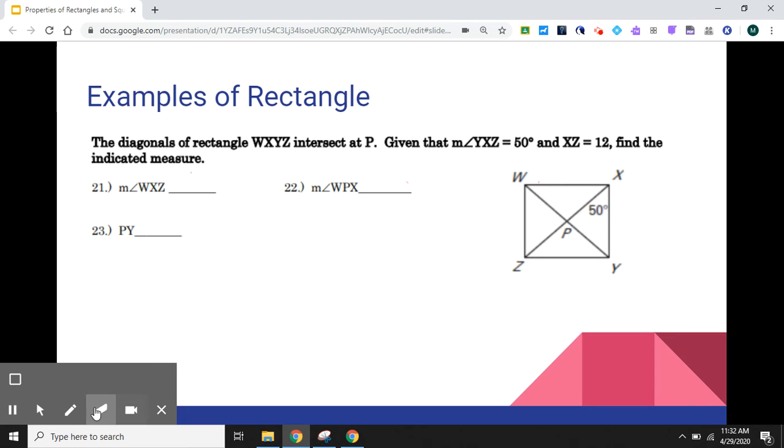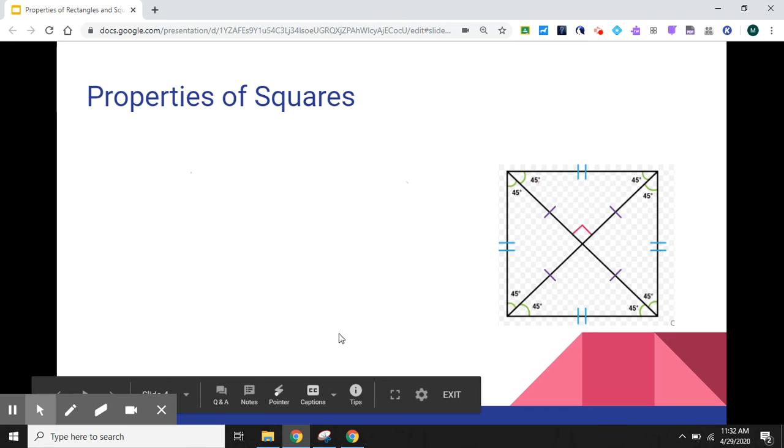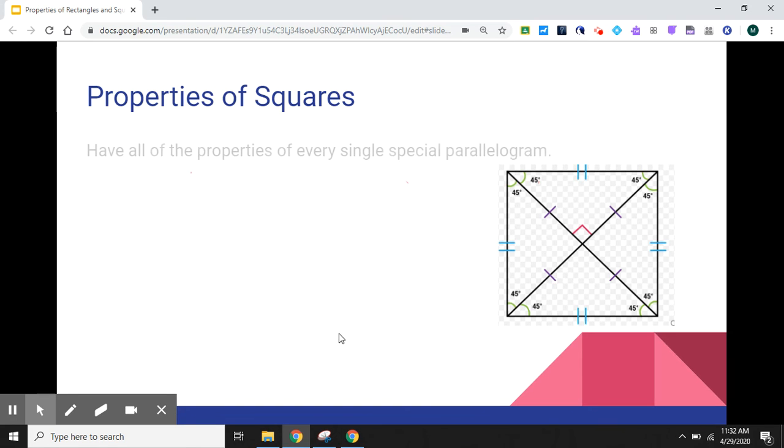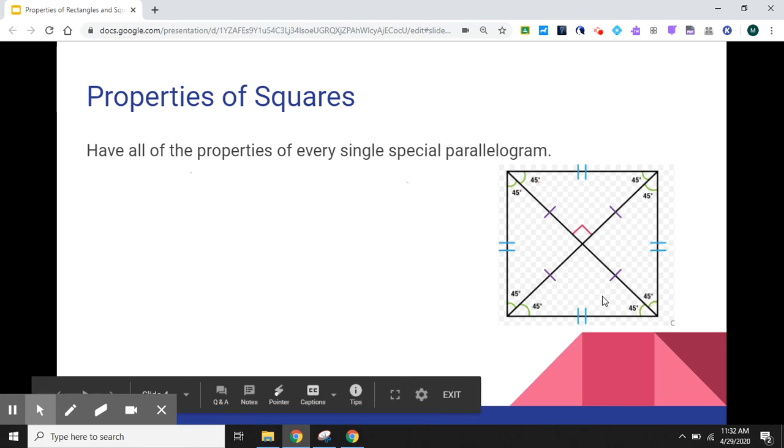Okay, next up, we're going to be moving on to squares. Okay, so properties of squares are very cool. They have all the properties of every single parallelogram, every single one. So your opposite sides are equal, your opposite sides are parallel, all the sides are equal. Your diagonals bisect each other.